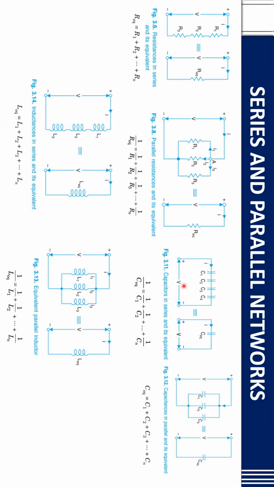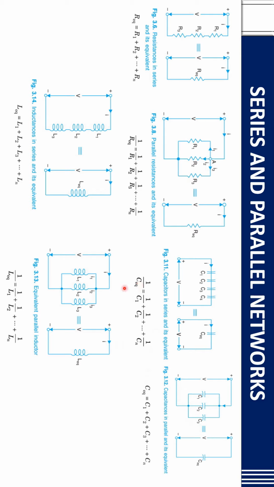If the capacitors are in series, capacitors is just opposite of the resistance. Capacitors, if they are in series, we write 1 by C equivalent is equal to 1 by C1 plus 1 by C2 plus 1 by Cn. That is, n number of capacitors are calculated if they are connected in this fashion in series.